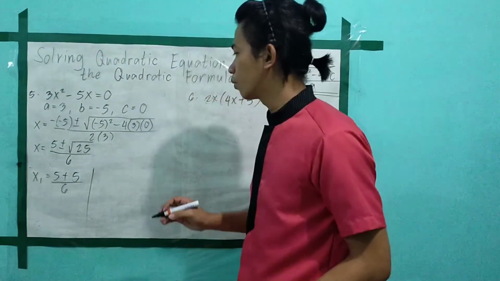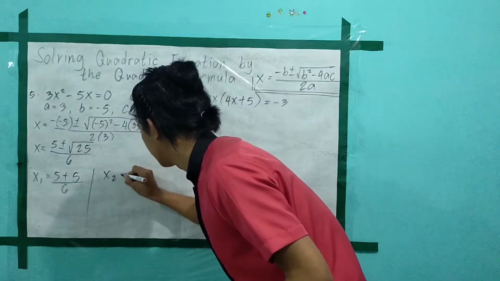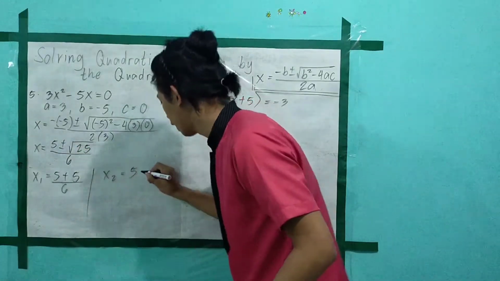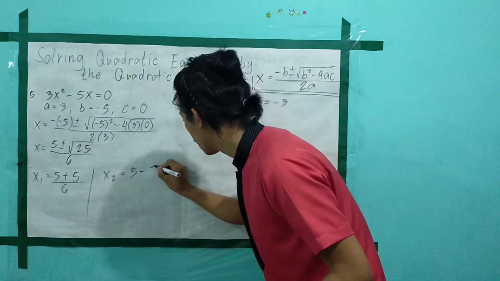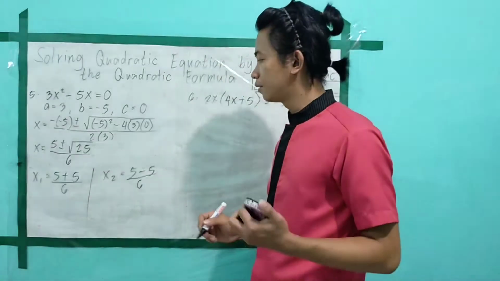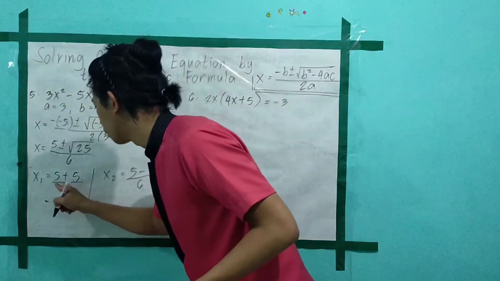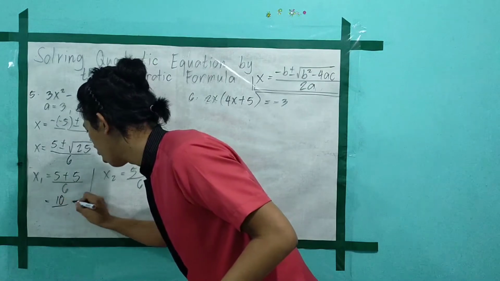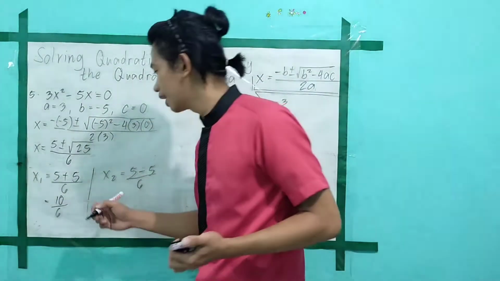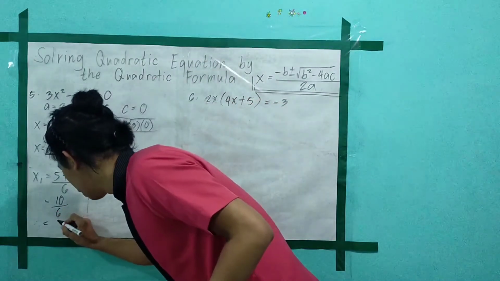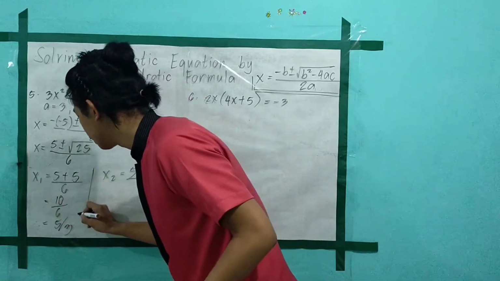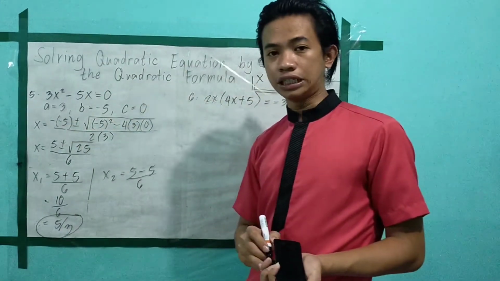So, yan ang ating x sub 1. X sub 2 natin is equal to 5. Nagamit na ng plus, so yung minus naman tayo, less square root of 25, we have 5 all over 6. Simplify natin. So we have 5 plus 5, 10 over 6. 10 over 6, i-reduce natin. So we have 5 over 3. So ang ating x sub 1 is equal to 5 over 3.